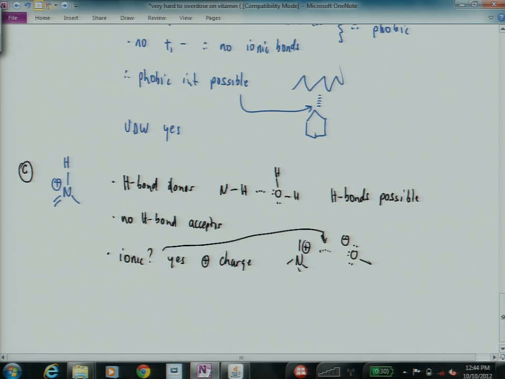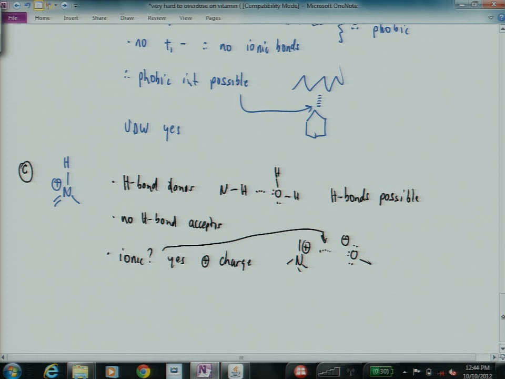Is this thing philic or phobic? Philic. Because the answer to these things is yes. Therefore, no phobic interaction. And lastly, van der Waals, yes. All right. Questions about that one?